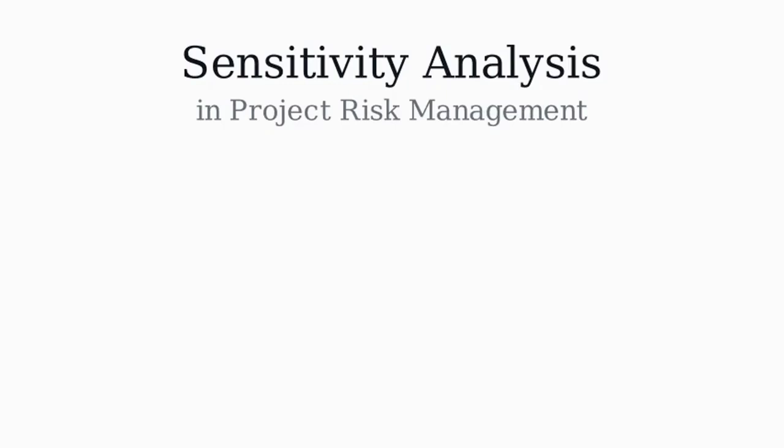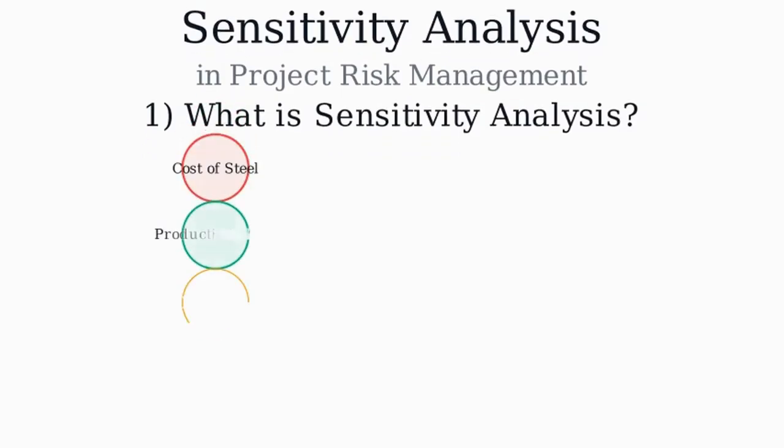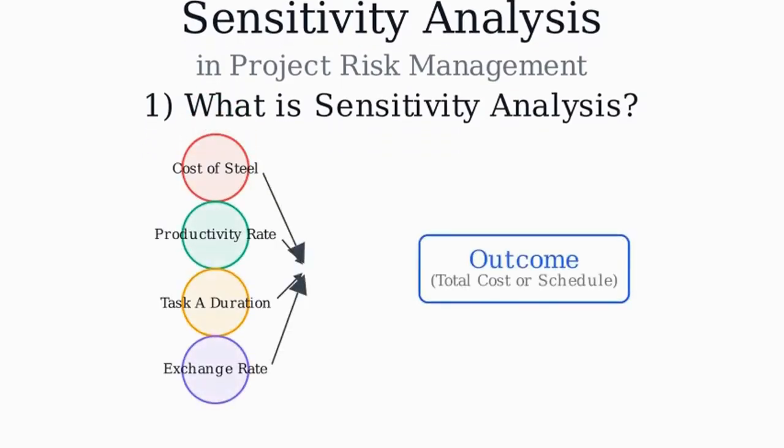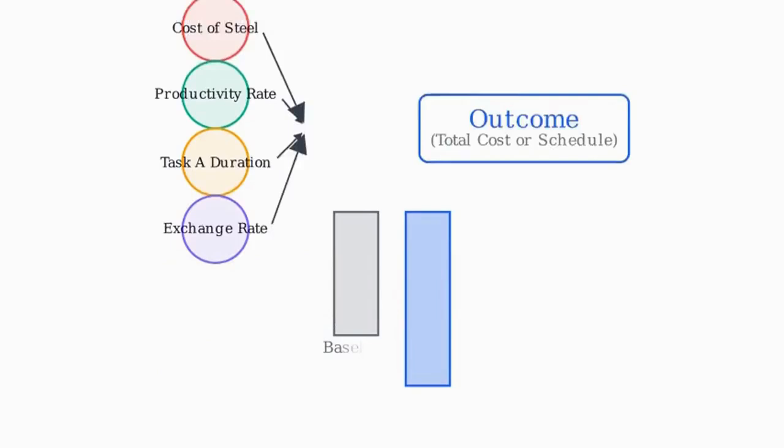Today we will build an intuitive understanding of sensitivity analysis for project risk management and learn to read a tornado diagram to focus our risk responses. First, what is sensitivity analysis? It measures how sensitive the project outcome, like total cost or finish date, is to each uncertain input. In other words, if a small change in one input causes a large change in the outcome, that input is highly sensitive. Here is an intuition.